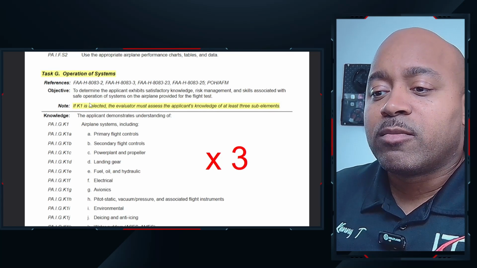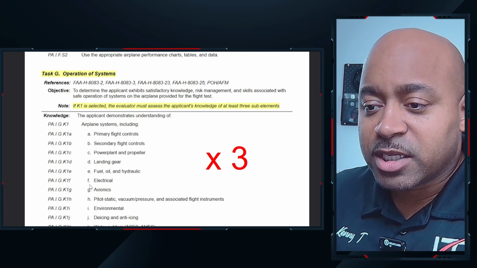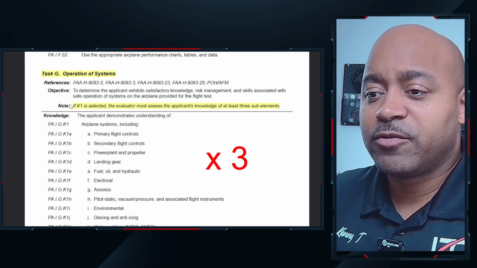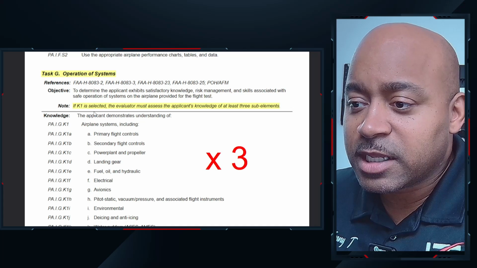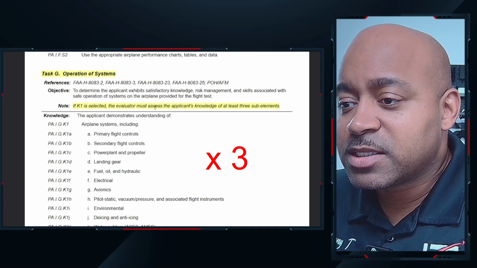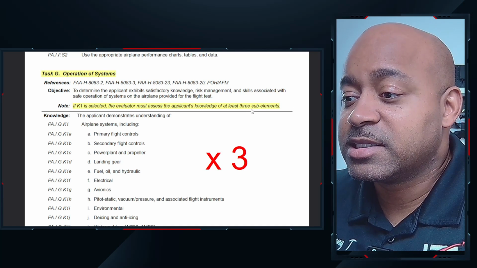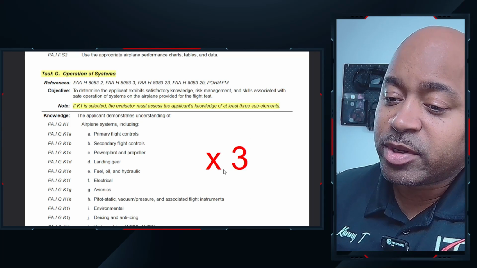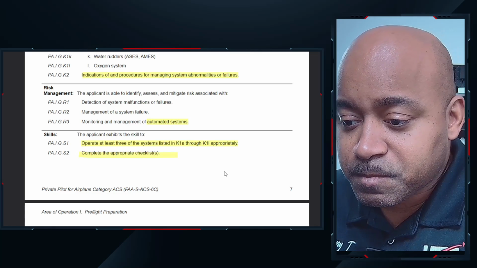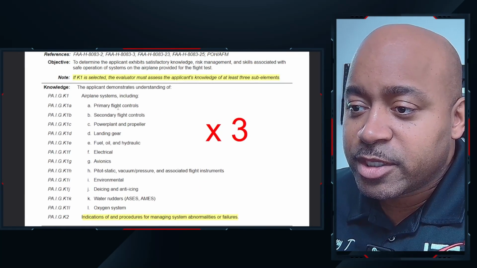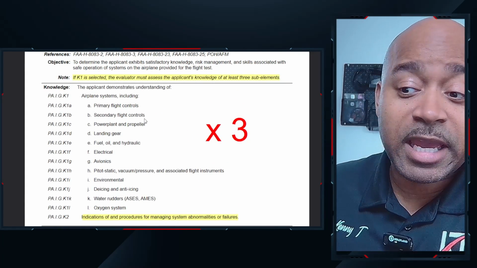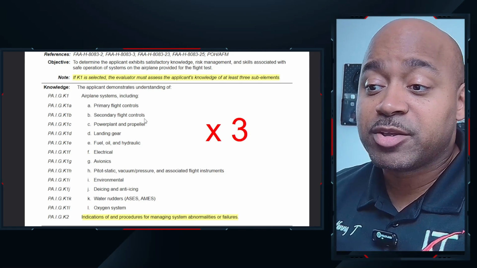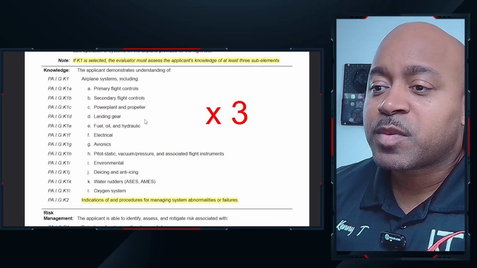Here's a note though. They're not going to ask you every single one of these systems. They're going to ask you a few of them. So if K1 is selected, the evaluator must evaluate and assess the applicant's knowledge to at least 3 sub-elements. So that's why I put the 3 here, so you know that it's 3, right? And in this 3, man, who knows what they're going to ask you, right? But you got to know all the different sections. So by you knowing all of them, you'll be ready to go.